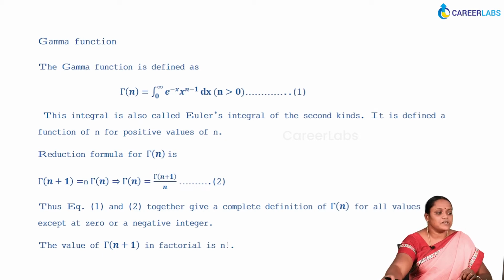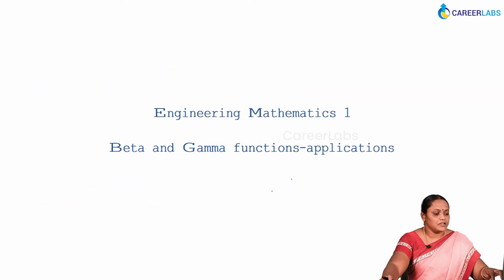And the reduction formula is given by gamma of n plus 1 is equal to n gamma n. From this we can reduce gamma n is equal to gamma of n plus 1 divided by n. So these equations 1 and 2 will give you the complete definition of gamma of n. Another important thing is that gamma of n plus 1 is nothing but n factorial. And two more formulas are needed.